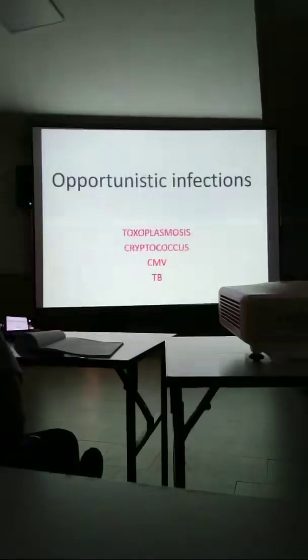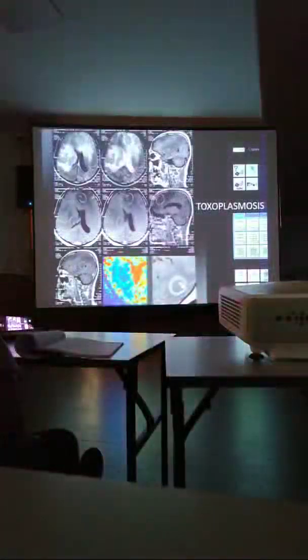Opportunistic infections: toxo, cryptococcal, CMV, and TB. How to localize toxoplasmosis? Whenever an immunocompromised patient comes with seizures or sudden onset altered vision, you should carefully look for the lesion.